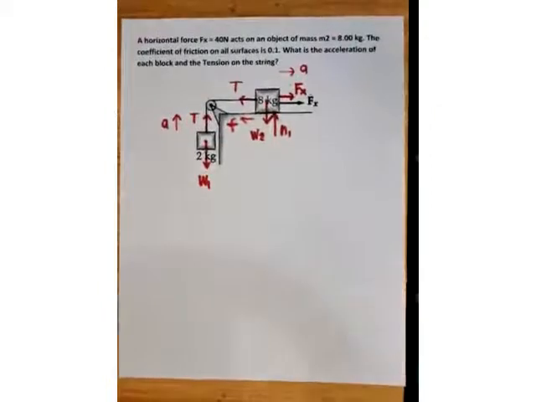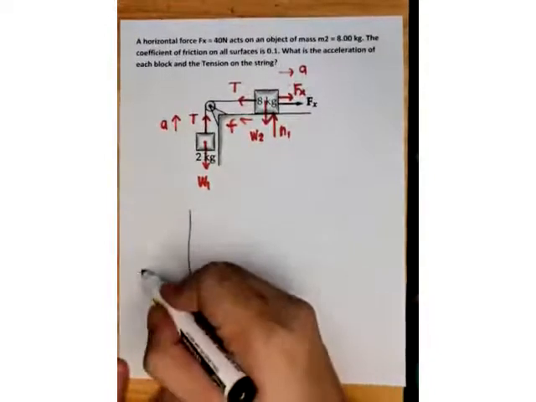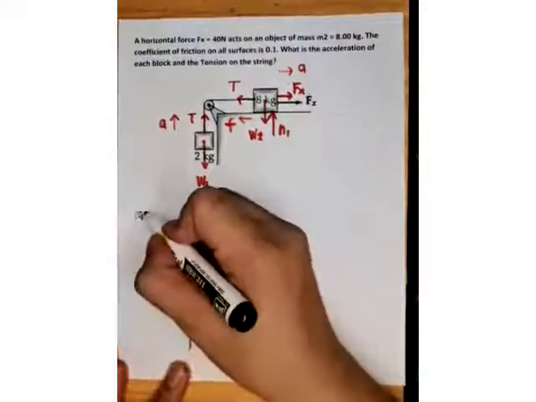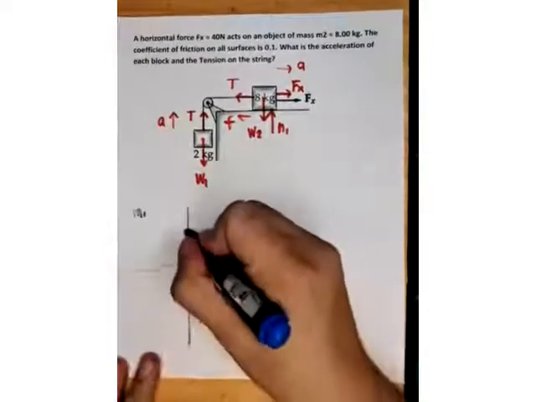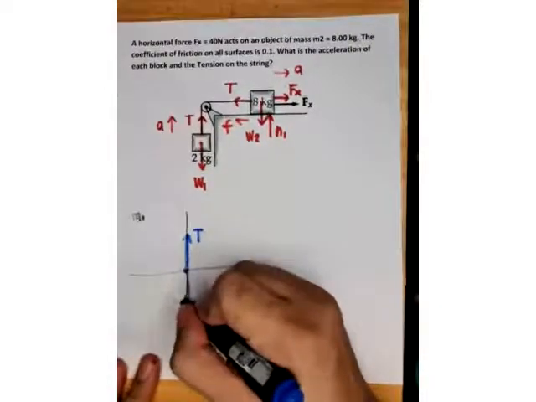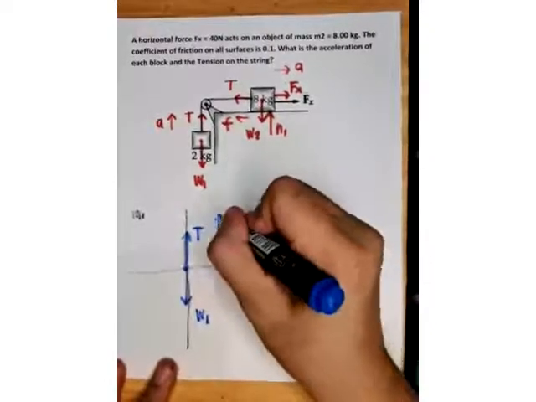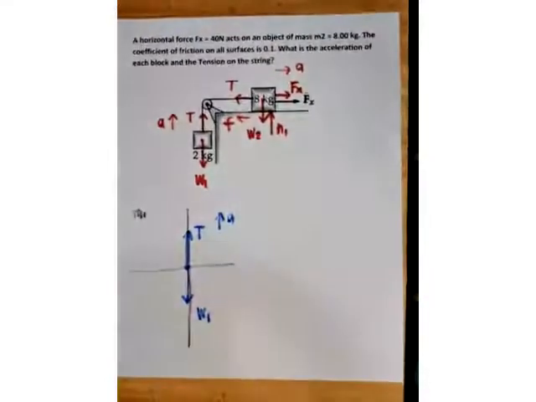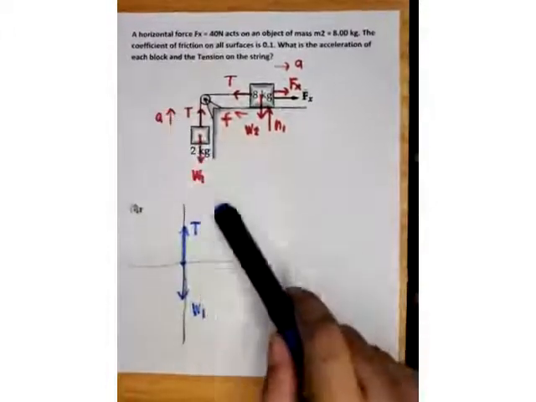After that, we will draw the FBD. Our FBD is object per object. So let's have mass 1. What are the forces acting on mass 1? We have the tension, and then we have the weight 1. And don't forget the acceleration. Acceleration is in this direction. There's nothing else. So we have T, W1, and then the acceleration.